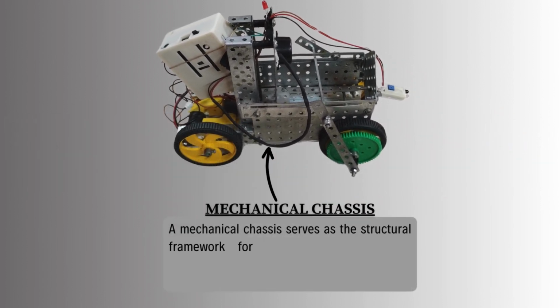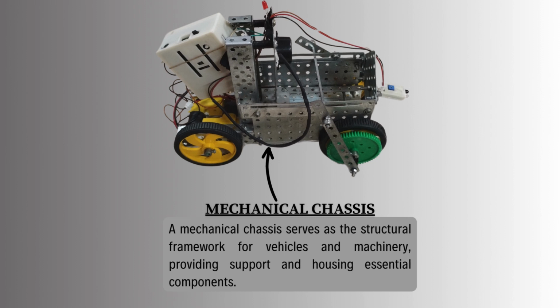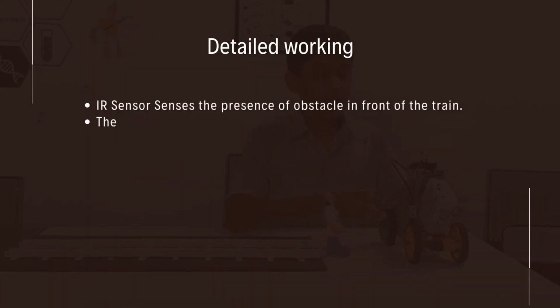Mechanical chassis. A mechanical chassis serves as the structural framework for vehicles and machinery, providing support and housing essential components. The IR sensor senses the presence of obstacle in front of the train.